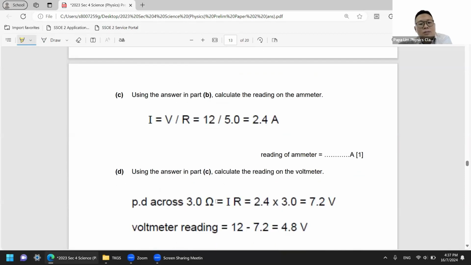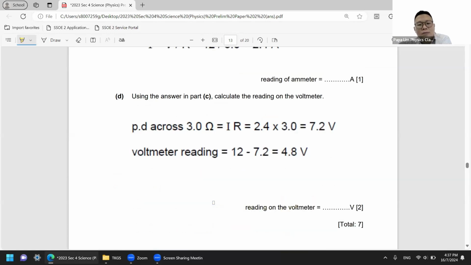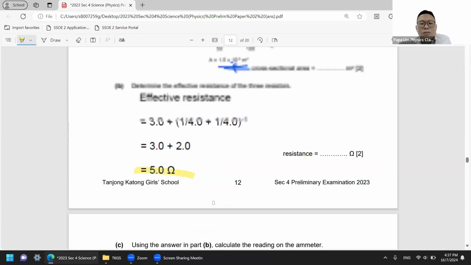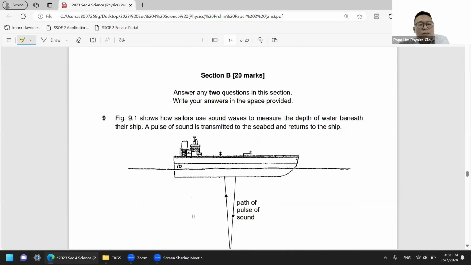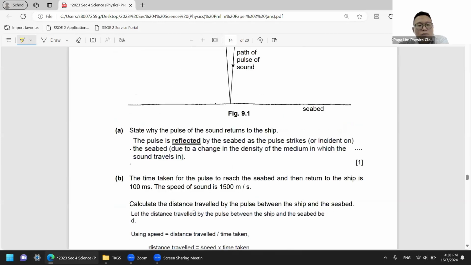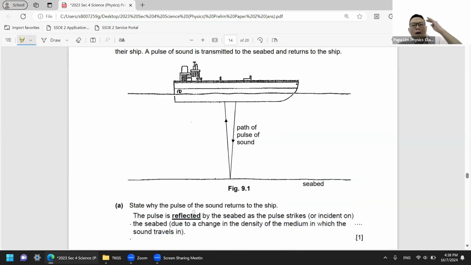3C and 3D, I will not go through much, because I would say it's quite a standard question for circuit. Section B, for 9A, I would say it's about how sound travels. The first thing is how the pulse of sound returns to the ship. It's actually through simple reflection. Upon hitting the surface, the sound will actually be reflected.